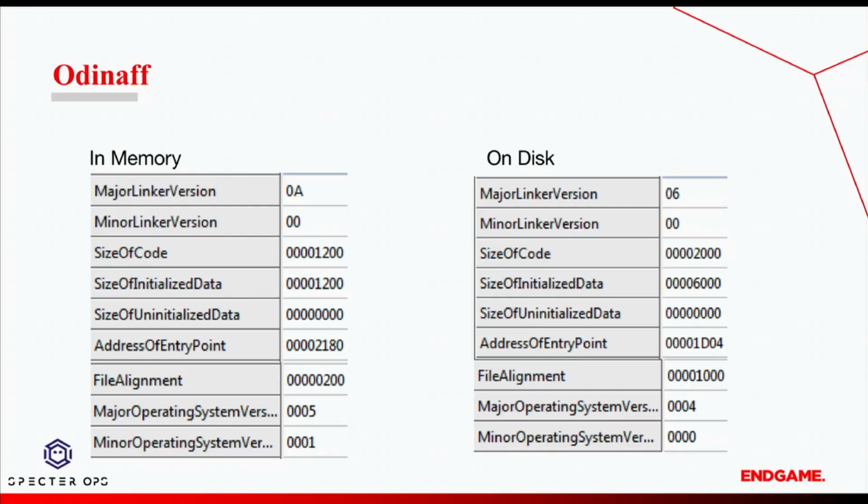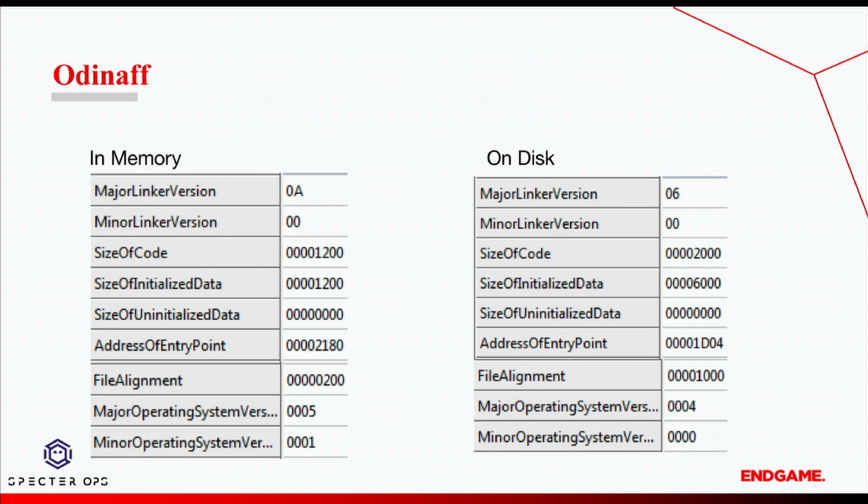Odinaff actually had a similar trick, but instead of overwriting a DLL, they overwrote their own exe space, which was kind of different. The way you would detect this is by doing in-memory versus on-disk comparisons. This is just a dump of the PE headers of on-disk Odinaff versus in-memory Odinaff. If you look at the linker version, the address of the entry point, and the size of the code, it all differs between what's in memory versus what's on disk.